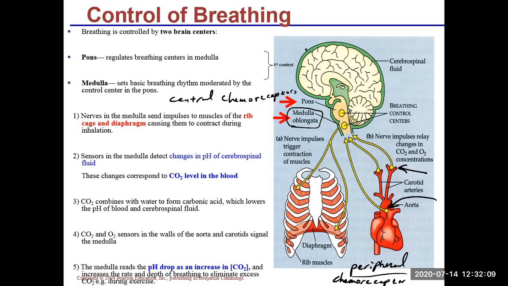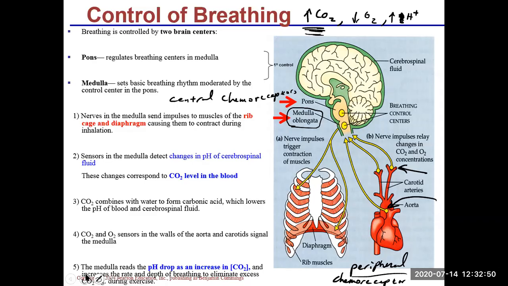In general, these chemoreceptors detect a higher amount of carbon dioxide, a low amount of oxygen, and a higher amount of hydrogen ion, or lower pH. That's what they are sensing. But the majority of these chemoreceptors, in terms of sensitivity, sense increasing carbon dioxide. All right.